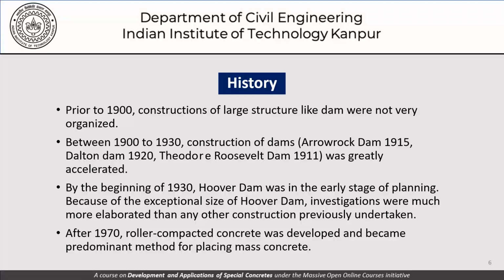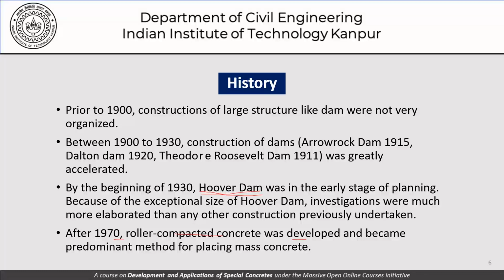From the beginning of 1930, the Hoover Dam was in the early stages of planning, and because of the exceptional size of this dam, investigations were much more elaborate than for any other construction which had been undertaken earlier. Therefore, in a manner of speaking, Hoover Dam in the 1930s was probably a turning point as far as the development of roller compacted concrete, or in fact the development of mass concrete, is concerned. After 1970, roller compacted concrete was developed.